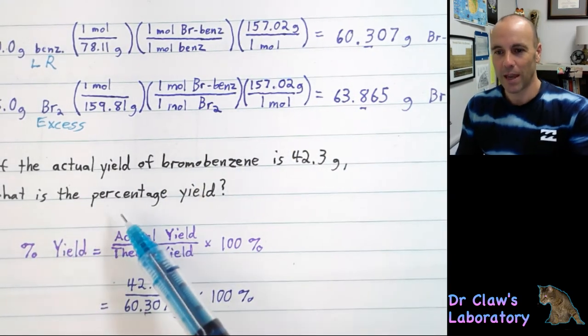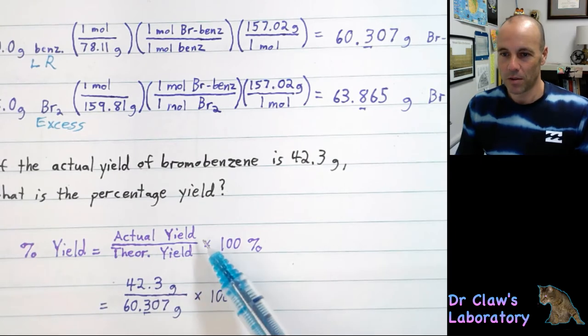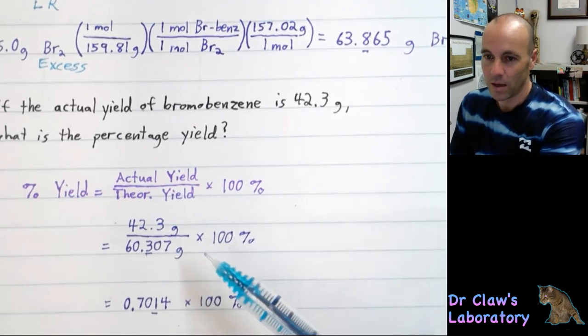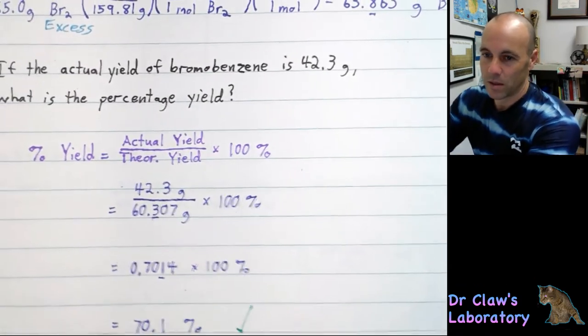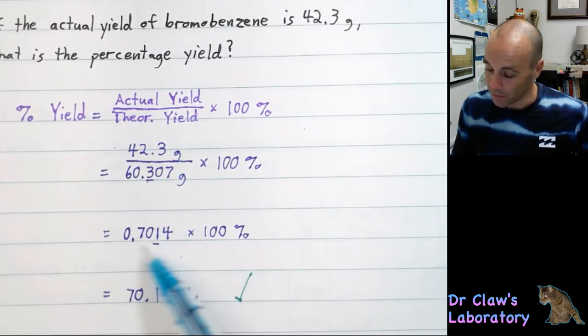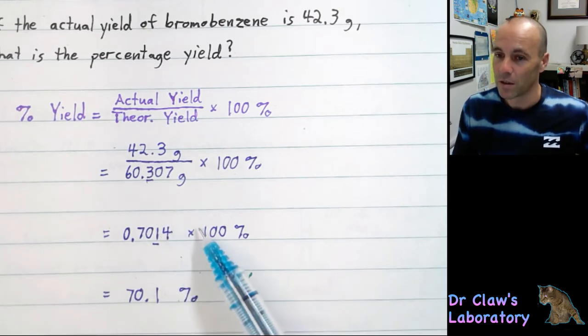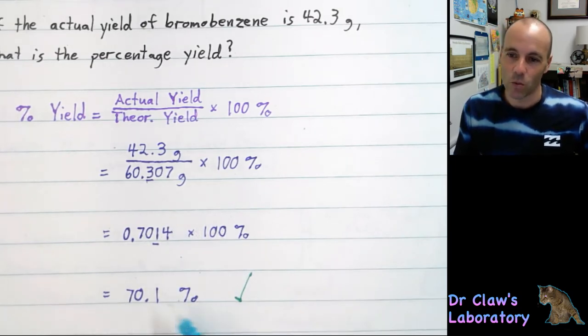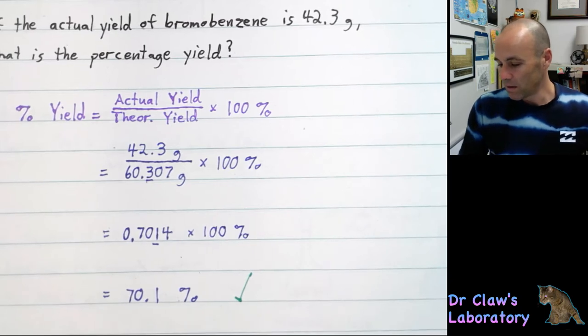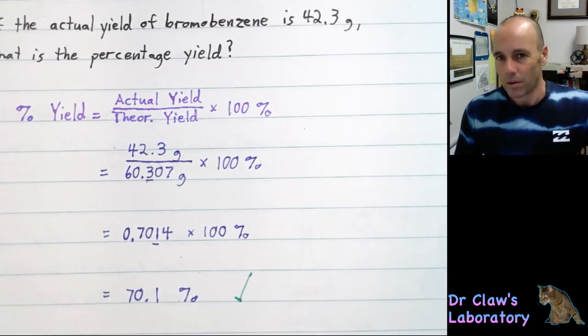The percentage yield would be actual yield over theoretical yield times 100%. When we plug in the numbers for the actual and the theoretical, we get 0.701, times 100. That's the fraction of what we should have gotten. To convert it to a percentage, it's 70.1%. So, 70.1% yield. And that's pretty good. That's a little lecture on reaction stoichiometry.